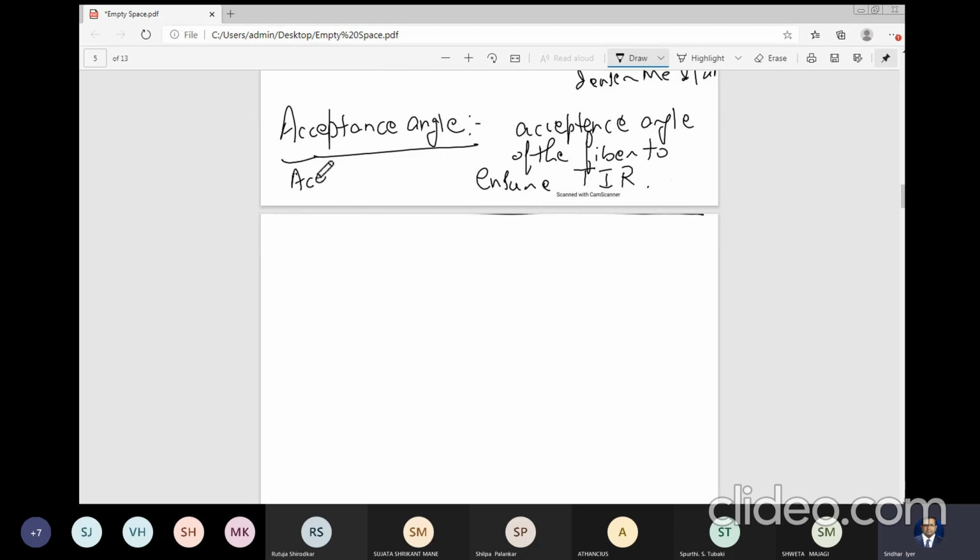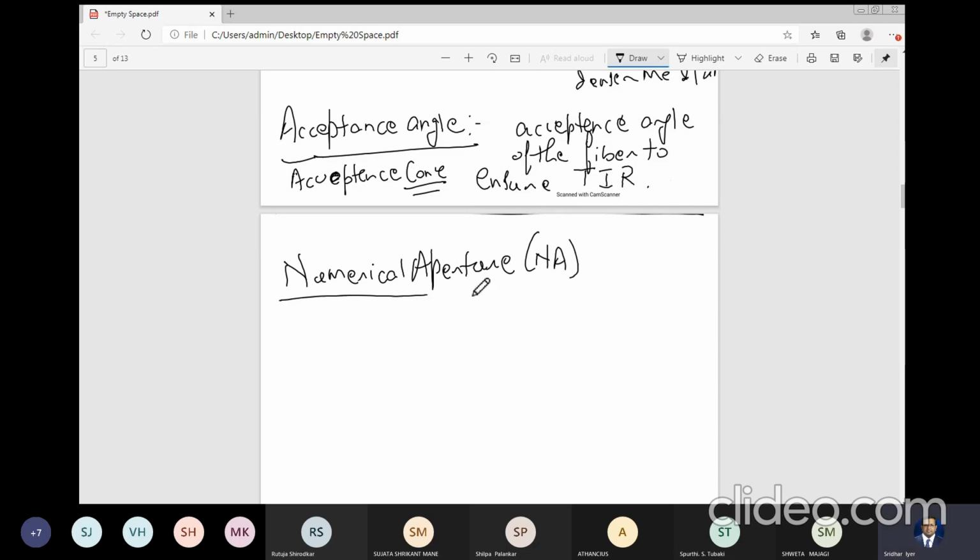It is called an acceptance cone. It is conical in nature, and we'll see exactly how it looks. Okay. The next important aspect is known as numerical aperture, in short NA. From an exam point of view, you will always have a problem based on NA.